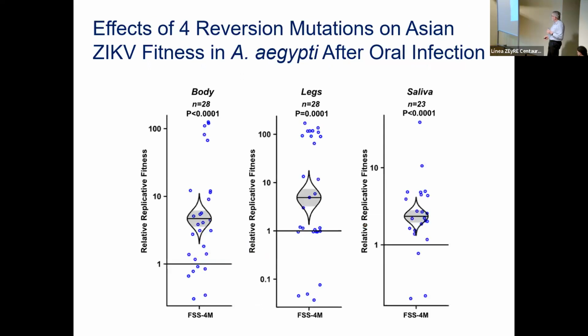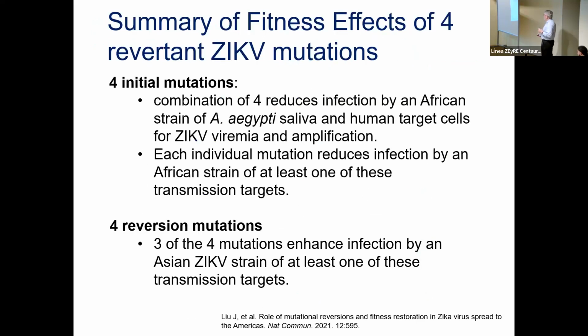Then when we put the four reversion mutations into the Cambodian strain, again, we predicted these would restore fitness. And that's exactly what we saw when we tested bodies, legs, and saliva, an increase of fitness compared to the Cambodian strain here. So just to summarize this work, the four initial mutations reduce infection of the African strain in Aedes aegypti, especially in saliva, which is of course the key population for transmission, as well as in human target cells for producing viremia. And each of these four mutations has an effect on at least one of these systems when we tested them individually. And then for the reversions, three of the four enhance infection when we put them into the Cambodian strain, in at least one of these transmission targets, mosquitoes or the in vitro cells.